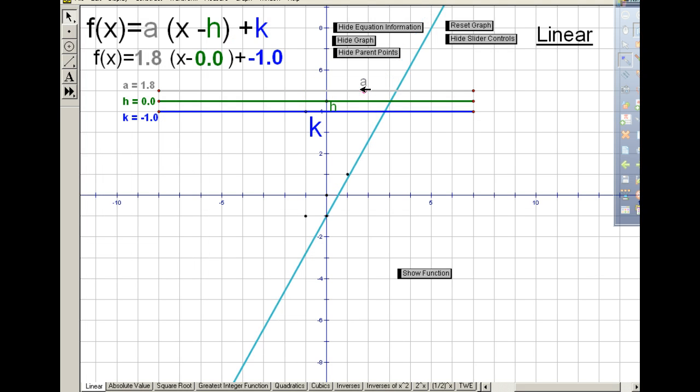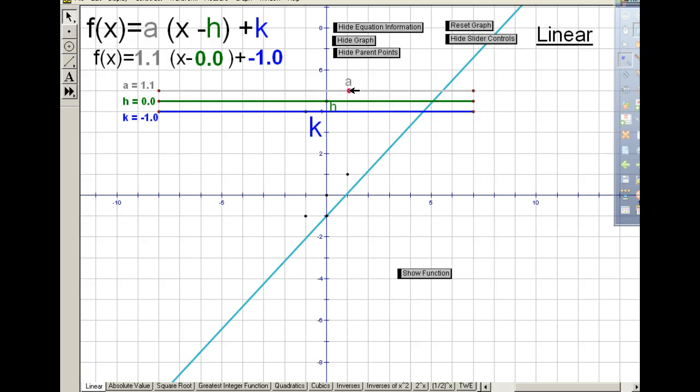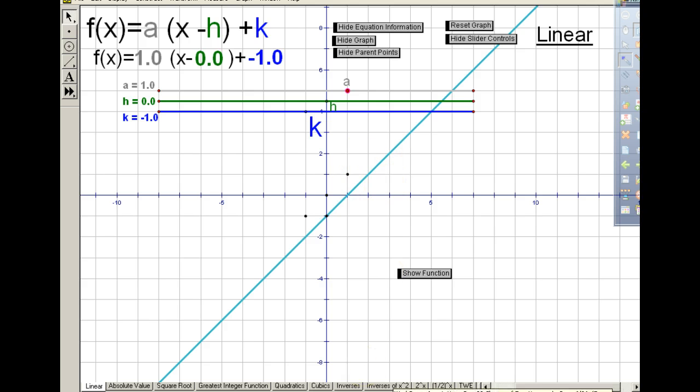So that's just 1. There we go. So it starts at 1, it goes up 1 over 1, up 1 over 1, up 1 over 1. So what about a step function?